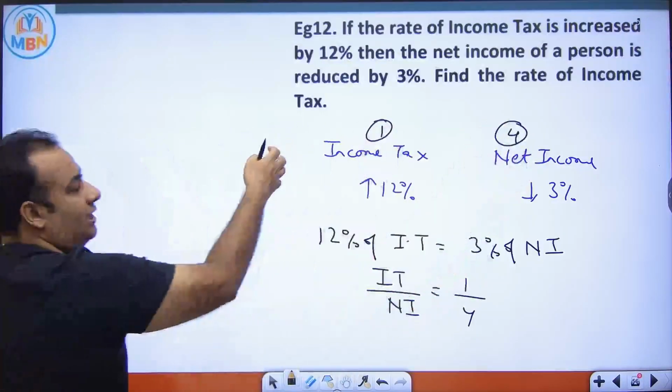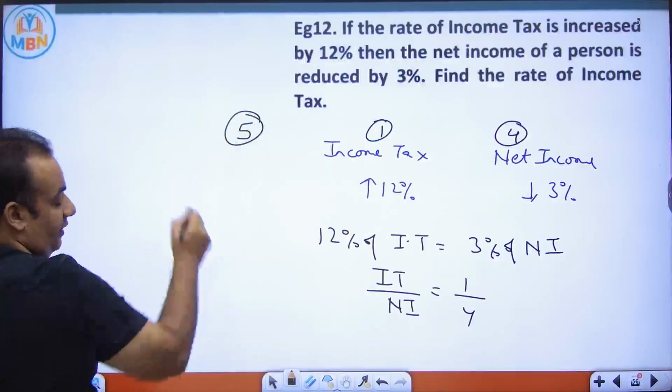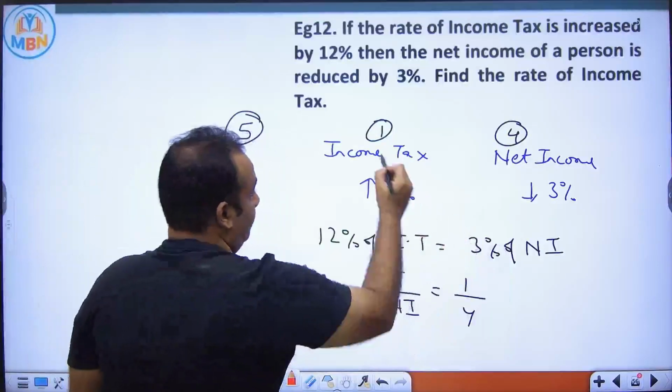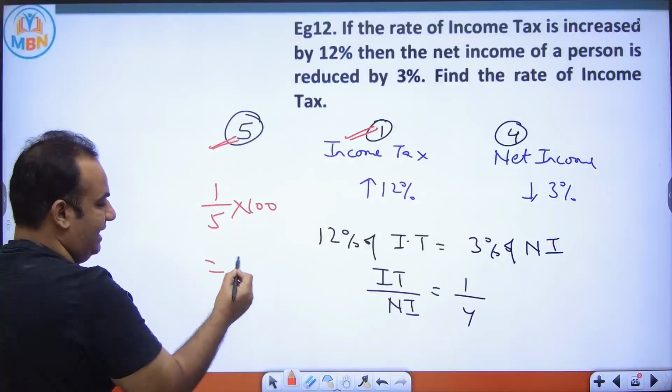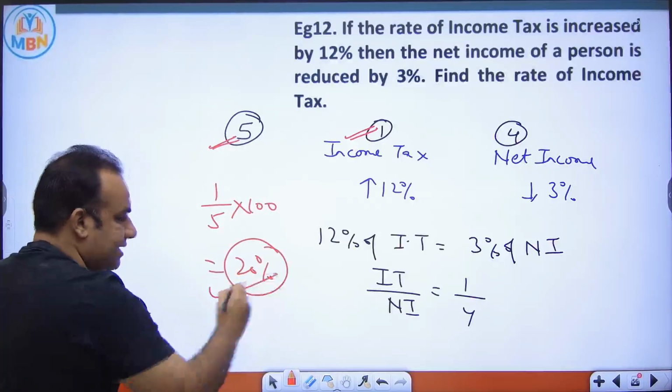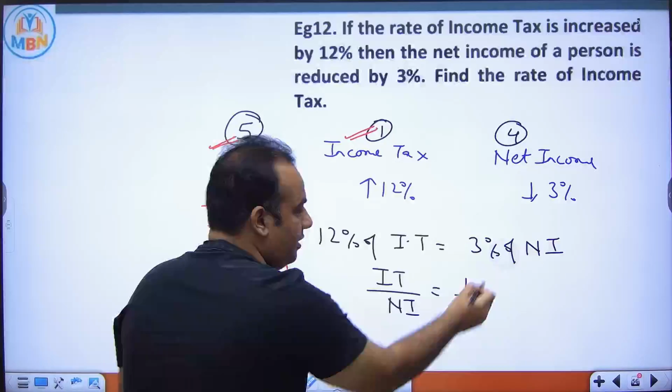So before deducting this tax, the income was 5. So tax of 1 on 5. So 1 by 5 into 100, that is 20%. So the rate of income tax is 20%.